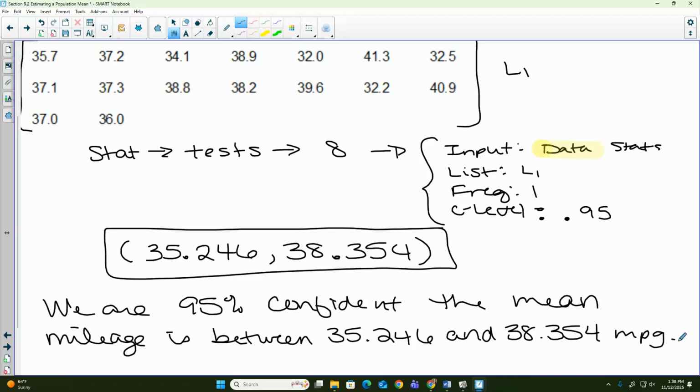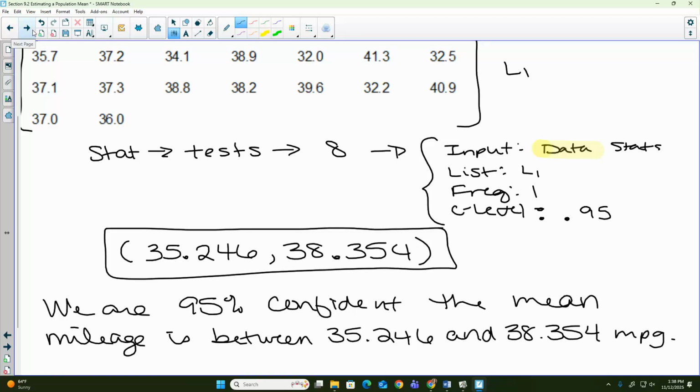Another way of saying it is if I had 100 different samples, I would expect 95 of them to get a mean between these two numbers. All right. Is that okay? I do want to show you how we do it by hand. I think I left a blank slide after this. So we do have to use our calculator for a bit of this.